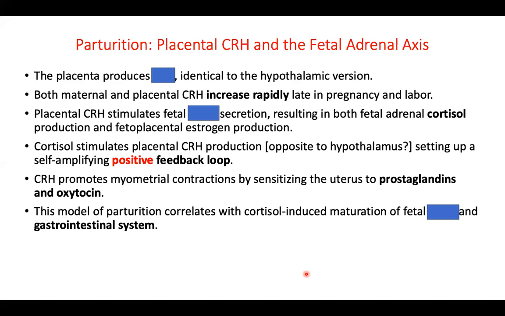The increased amount of cortisol is going to stimulate CRH. There's going to be more CRH from the placenta, and it is again going to go into the maternal bloodstream, go to the anterior pituitary, increase ACTH, increase cortisol again. So it's just a positive feedback loop. Does that make sense?